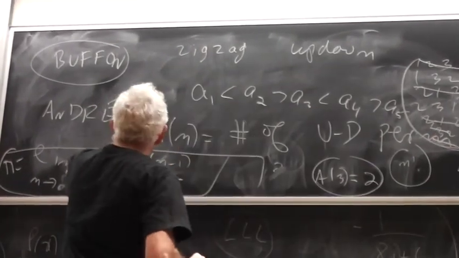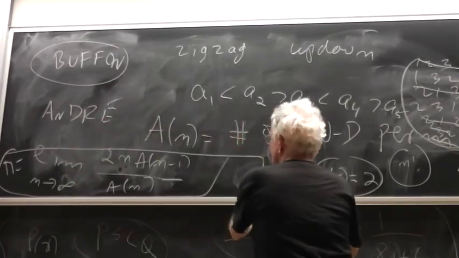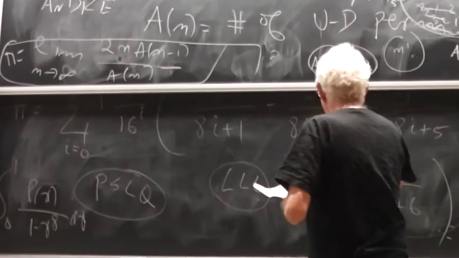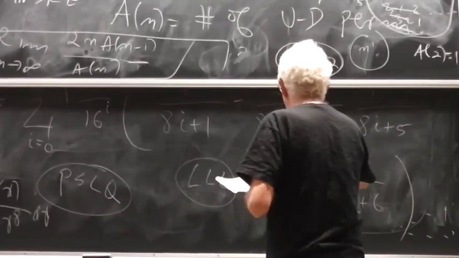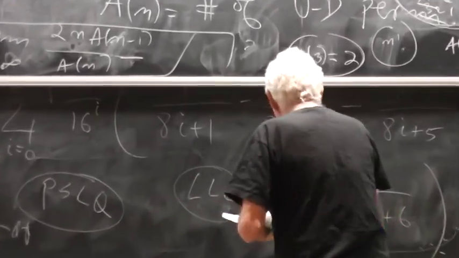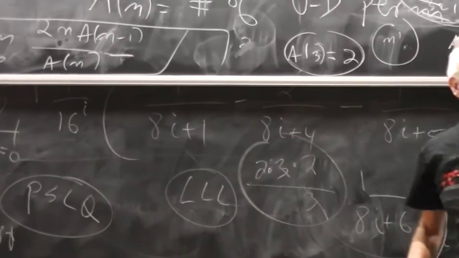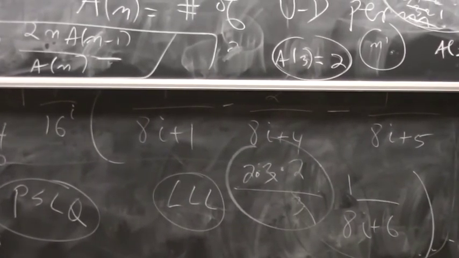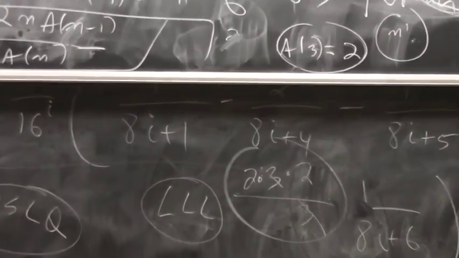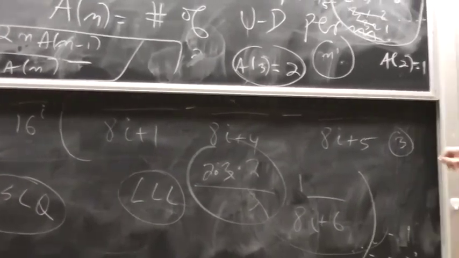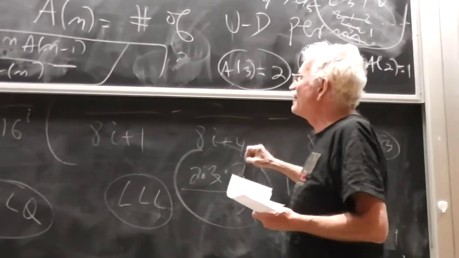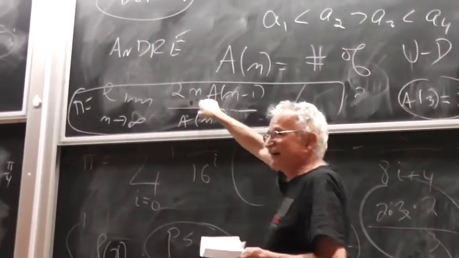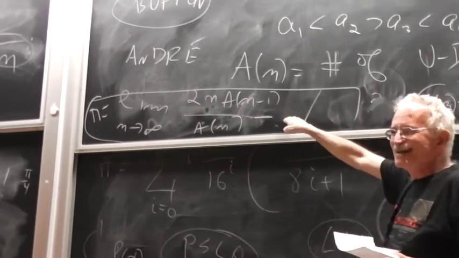So if n equals 3, it's 2 times 3 times 2 over 3, 4! So pi equals 4 if n equals 3. If n equals 4, you get 3. Maybe that's why the Bible likes 3 as pi. But if you keep going, you get better and better and better approximations to pi. So this is my favorite, from now on, definition of pi.